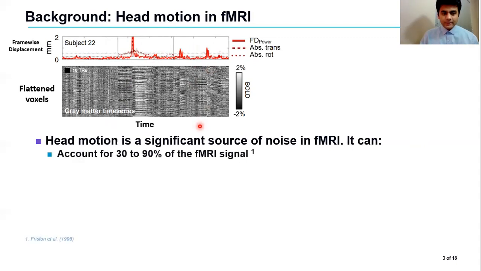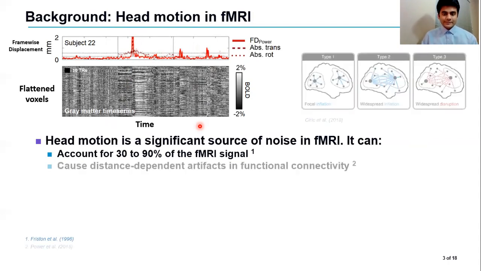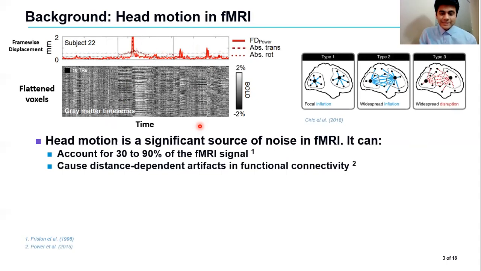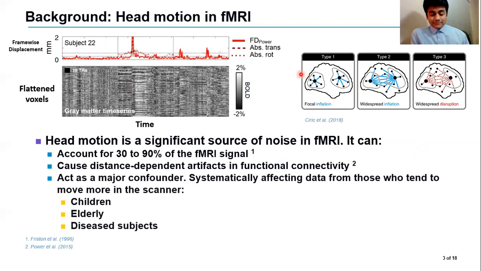So head motion can actually account for 30 to 90% of the fMRI signal, in extreme cases over 90%. And they can cause distance-dependent artifacts in functional connectivity. This is because head motion can have three major types of effects on functional connectivity. They can inflate local correlations, they can inflate global correlations, and they can disrupt both global and local correlations. So the impact of head motion on functional connectivity can vary as a function of the distance between nodes in the brain. And finally, head motion can act as a major confounder.